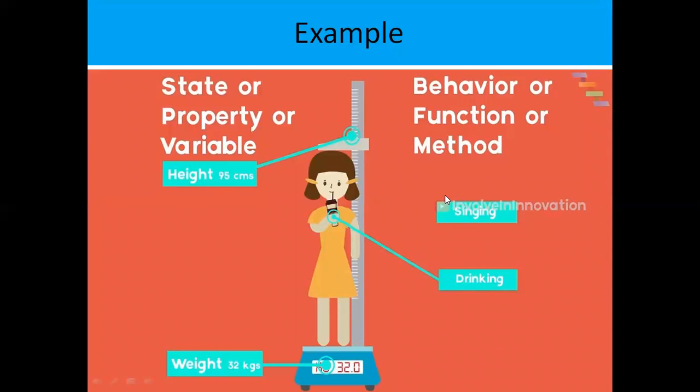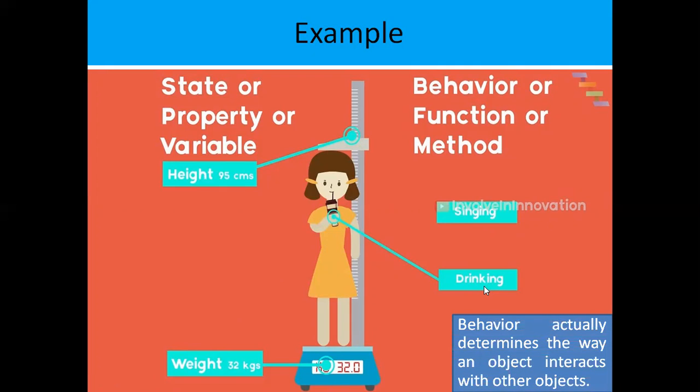And if you consider another example, here there is a girl. I'm considering this as an object. An object consists of both properties and behavior. A property is considered a characteristic. So for a particular girl, the characteristics here are height and weight. Whereas behavior, or function, or a method, determines the way an object interacts with other objects. For example, this girl has some behavior like singing and dancing. How this singing and dancing is different from another girl or boy is behavior. It determines how it interacts with some other object.